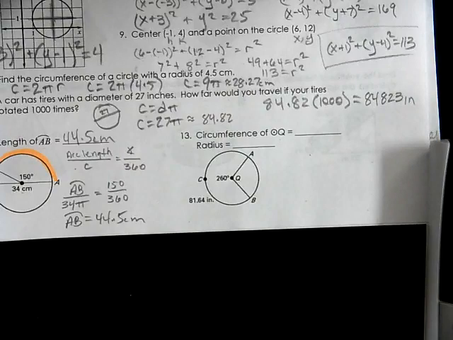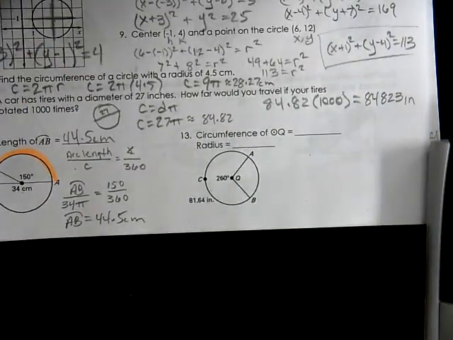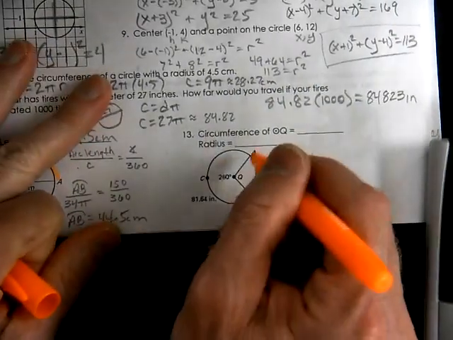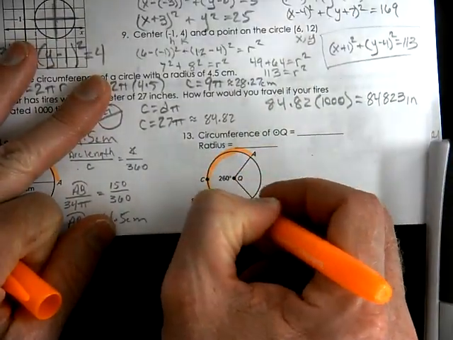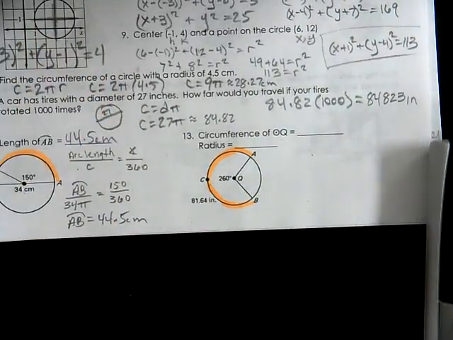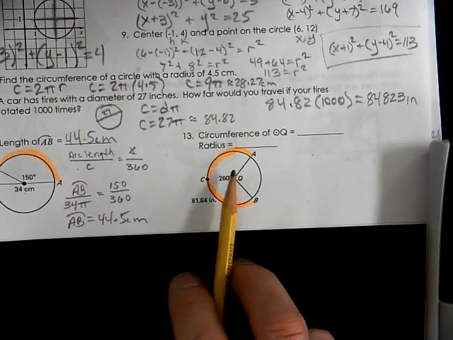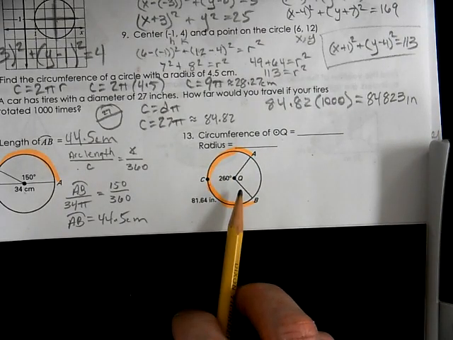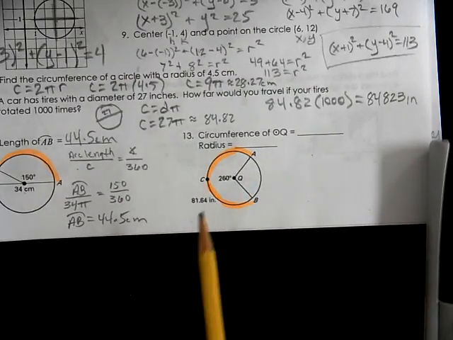This one's a little bit different. They're telling you the arc length of right here is 81.64. We know that the angle right there is 260. We want to know the circumference and we want to know the radius.